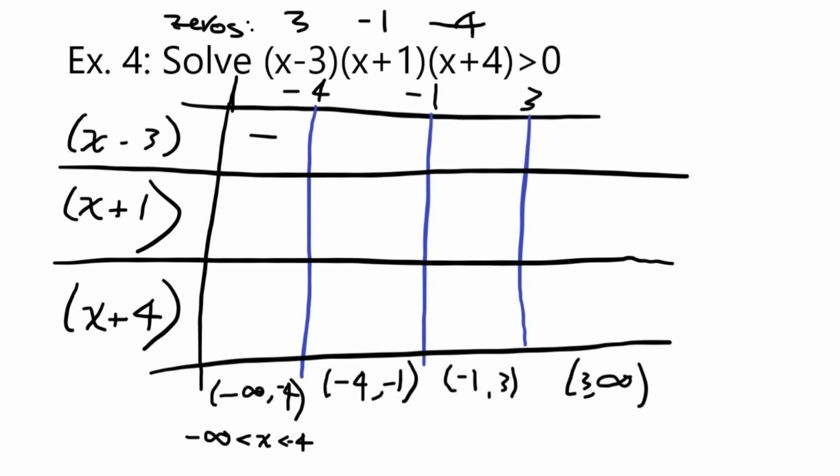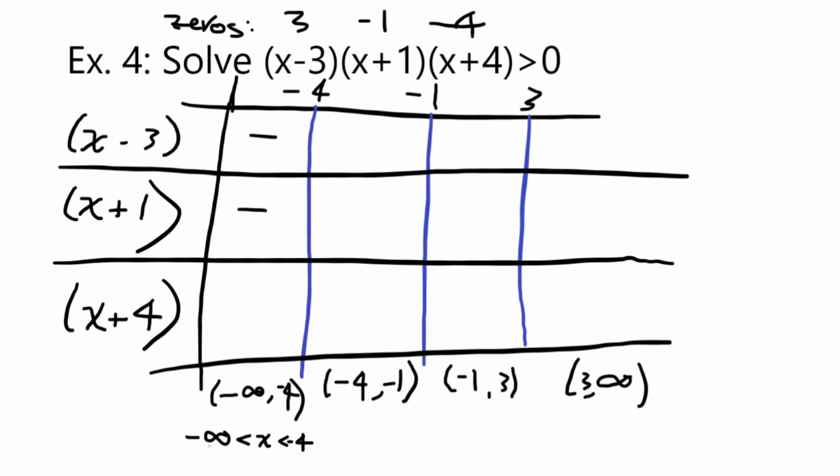Now, try the same interval, but a different equation. So any x value that is in between negative infinity and negative 4, put in this equation, right? We'll go with negative 5 again, right? Negative 5 plus 1 is negative 4. So again, it's negative. Now our final one is x plus 4.